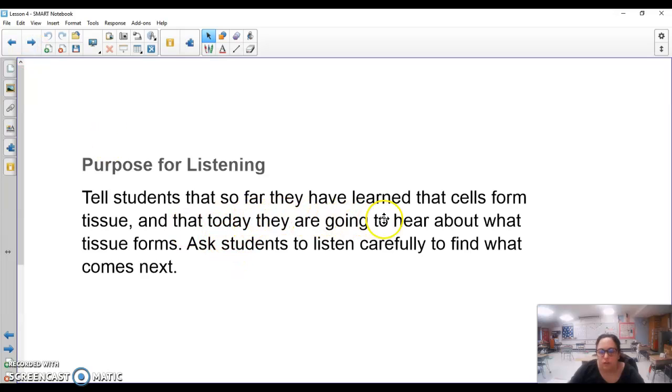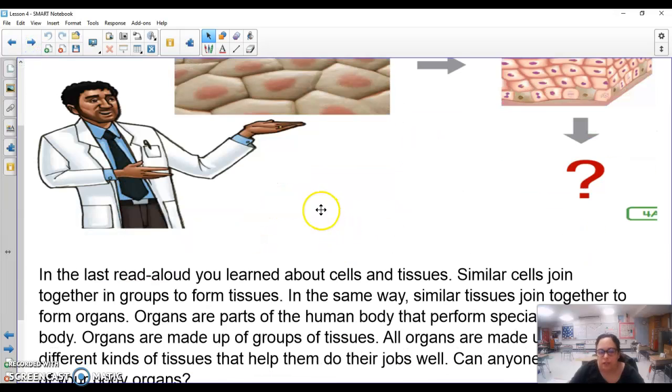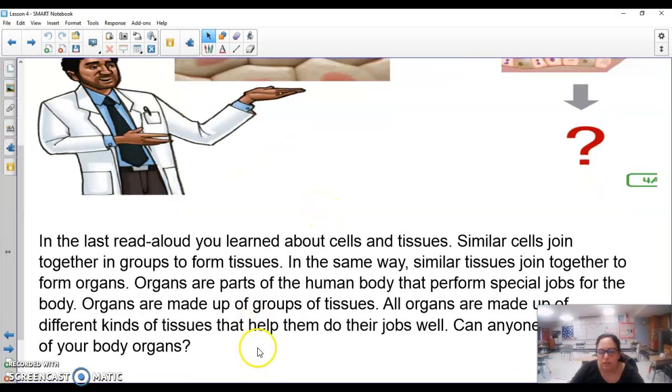So far you've learned that cells form tissue, and today you're going to hear about what tissues form. I want you to listen carefully to find out what comes next. So we have cells form tissues. Let's see what tissues form. So here's your cells. In the last read aloud, you learned about cells and tissues.